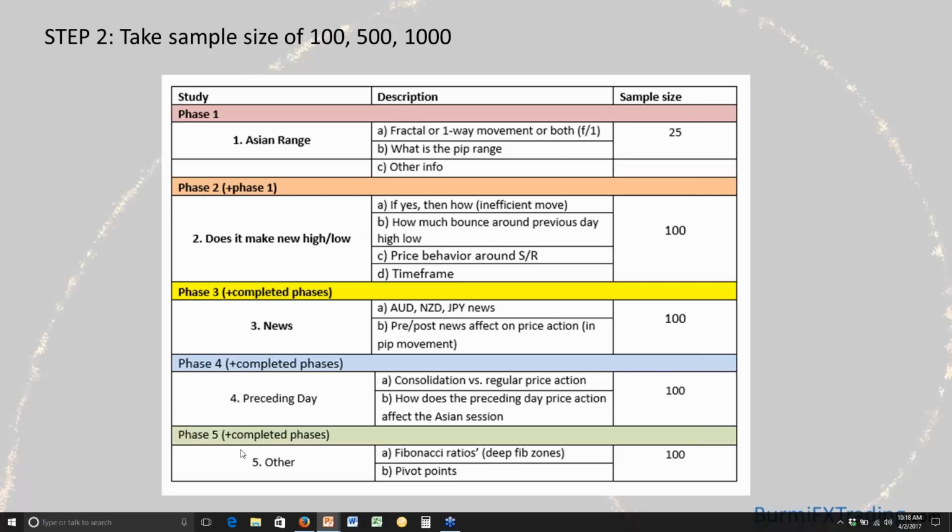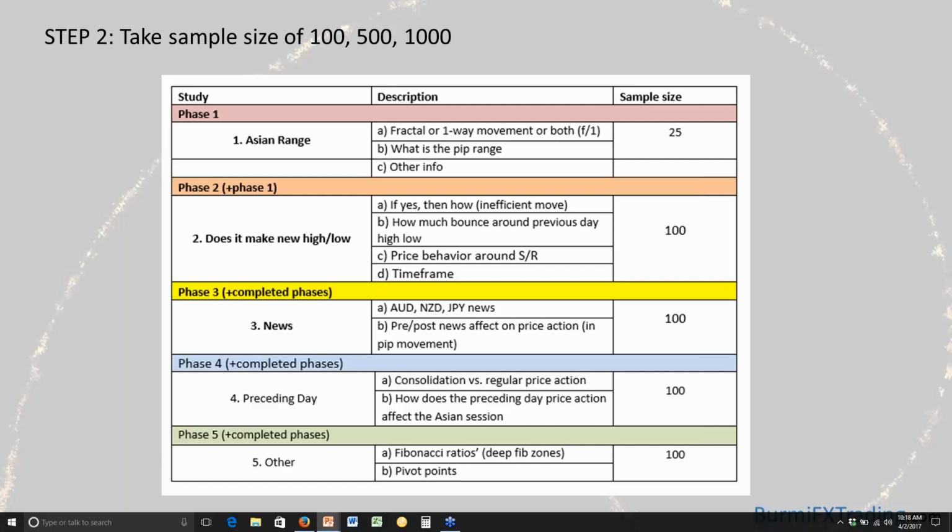Phase number 3, news. Is there any news coming out during Asian session? Mostly it's going to be related to Australia or New Zealand, Japanese. So you just ask yourself, if you're trading British pound and US dollar, if there's any major market moving news coming out, does that news change anything? What does the price action look like before the news?